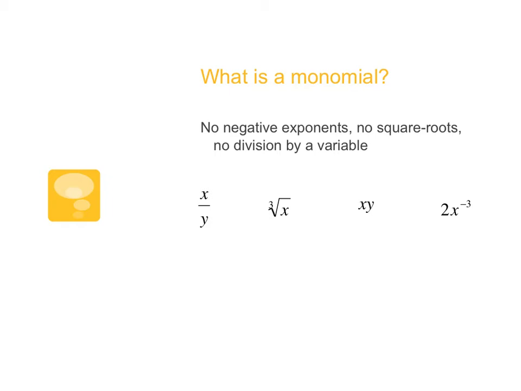So I have a list of examples there. And I want to know which of those are monomials. First one, not a monomial, because it has division by a variable. Second one, not a monomial, because it has a cube root. This one, yes, is a monomial. Last one, no, not a monomial, because we cannot have negative exponents.